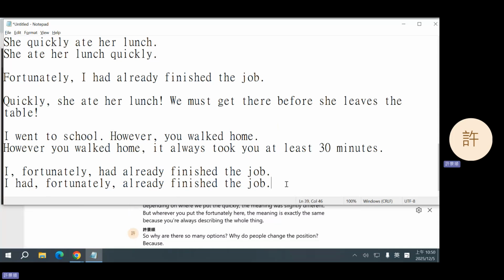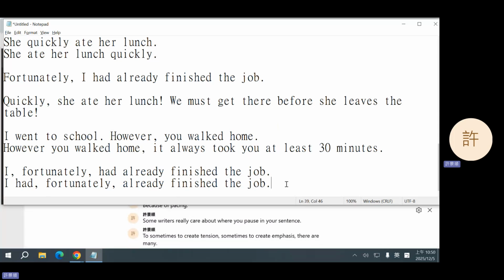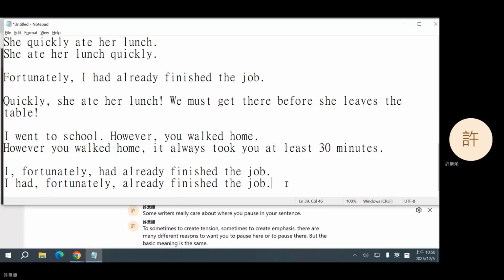Because of pacing, 节奏. Some writers really care about where you pause in your sentence. Sometimes to create tension, sometimes to create emphasis. There are many different reasons to want you to pause here or to pause there. But the basic meaning is the same.